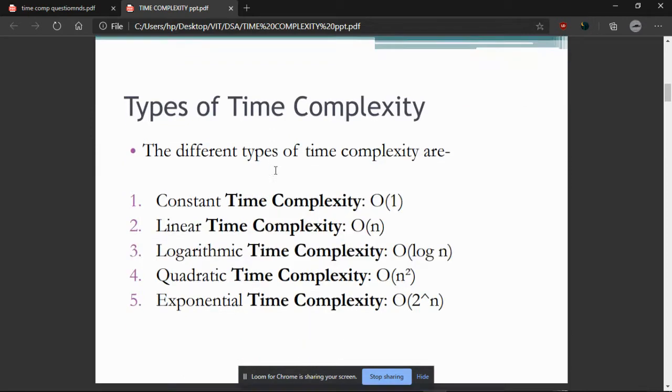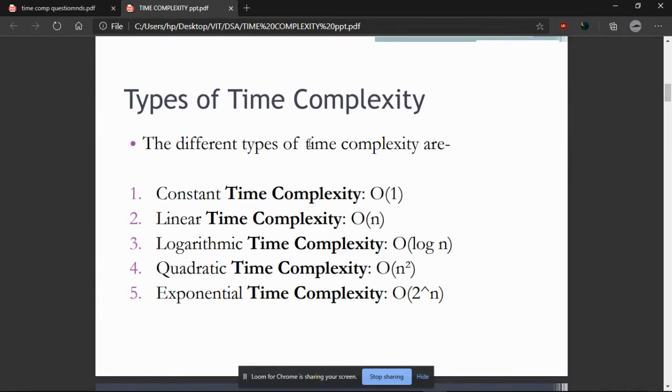Now we move on to the few types of time complexities. These examples are constant time complexity, denoted by big O of 1, linear time complexity, big O of n, logarithmic time complexity, big O of log n, quadratic time complexity, big O of n square, and exponential time complexity, big O of 2 to the power n.